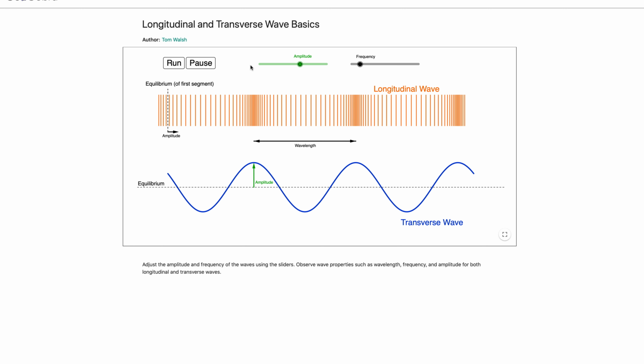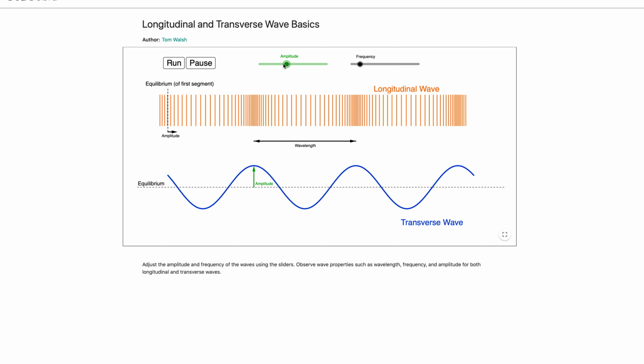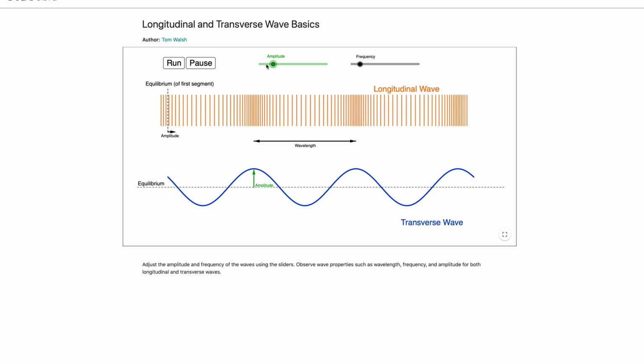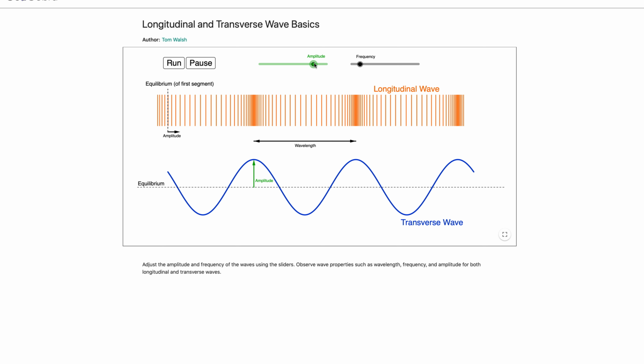So there are different parts of the waves that we need to talk about in order to be able to describe waves. One of the major ones is going to be the amplitude, which refers to the height of the wave. So you can see that I can adjust the amplitude here by making it smaller, or I can make it higher. So in the case of sound waves, a taller wave or a larger amplitude would create a louder sound.